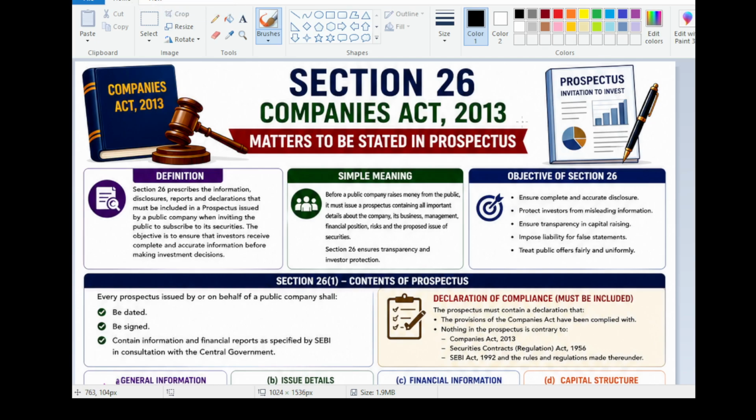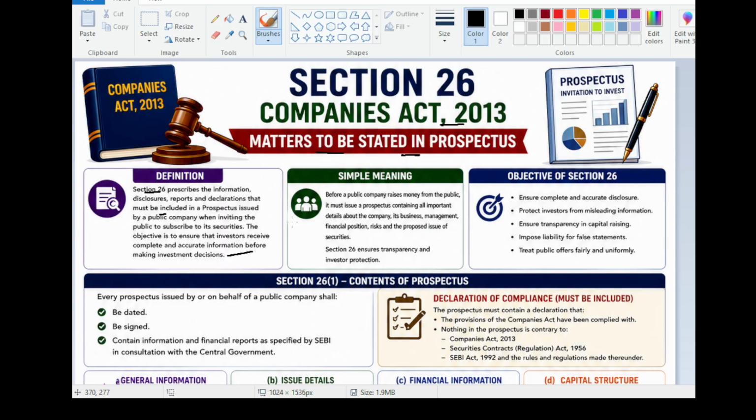Section 26 of the Companies Act 2013 deals with the matter to be stated in prospectus. Definition: Section 26 prescribes the information, disclosure, reports and declarations that must be included in a prospectus issued by a public company when inviting the public to subscribe to its securities. The objective is to ensure that investors receive complete and accurate information before making investment decisions.